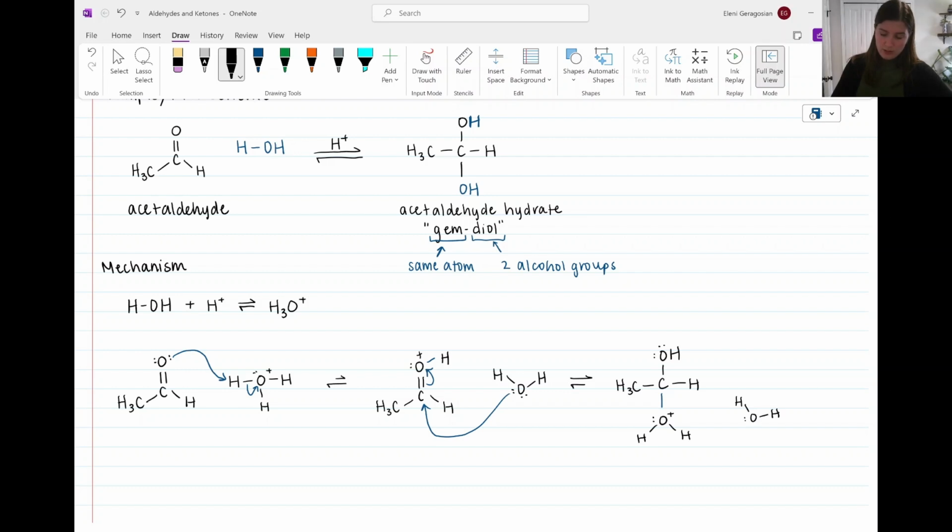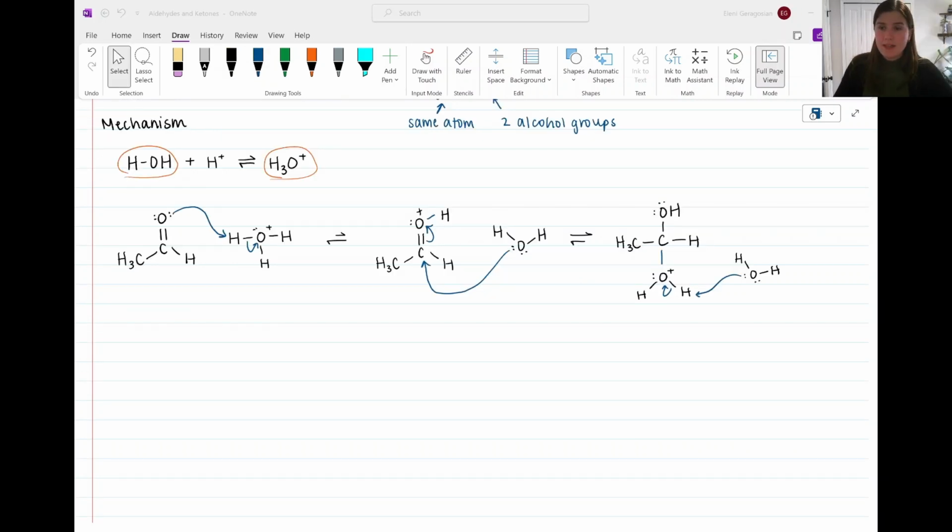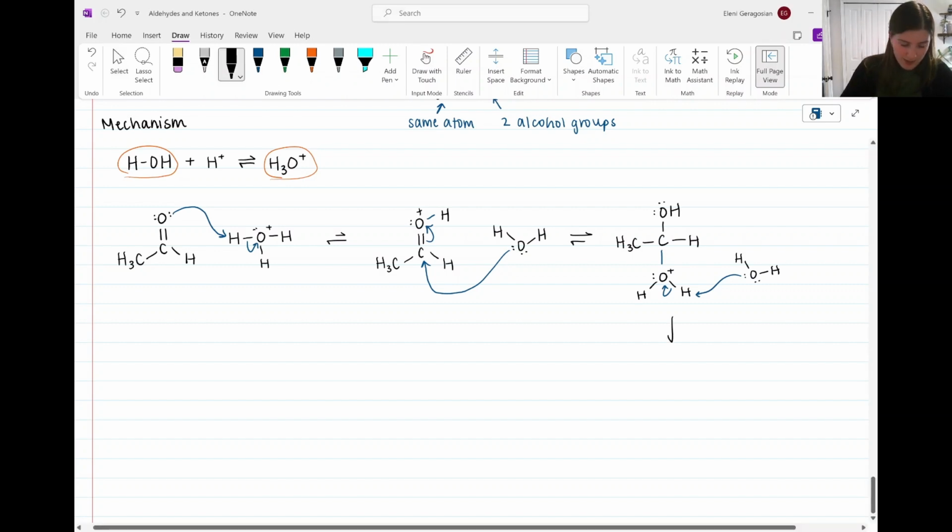Now remember, in solution, we have our solution of water and an acid. So we have H2O present and H3O plus present. So when we protonate, like in this first step, we use H3O plus because that can give away a proton. When we are deprotonating, like in this last step, we use H2O because now H2O can gain a proton and form H3O plus, which is already present in solution. So this water will take a hydrogen, electrons go back to oxygen, and we form the gem diol product here.